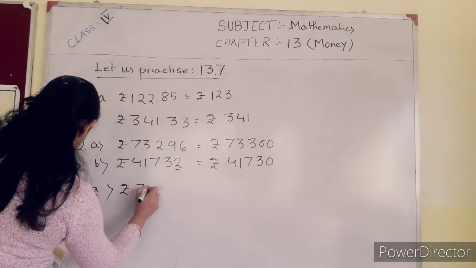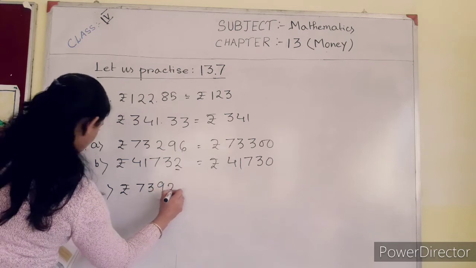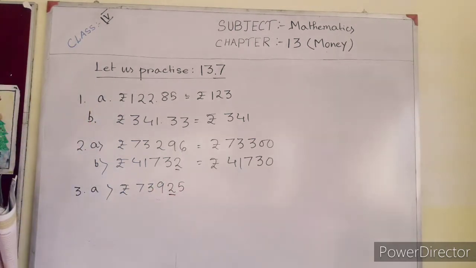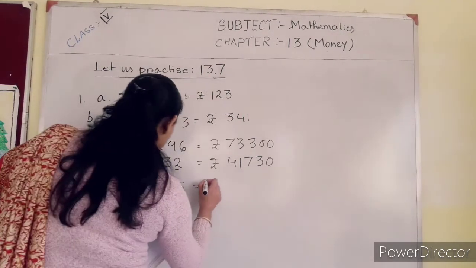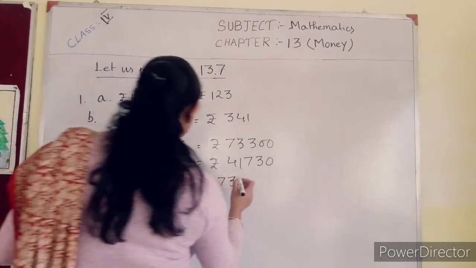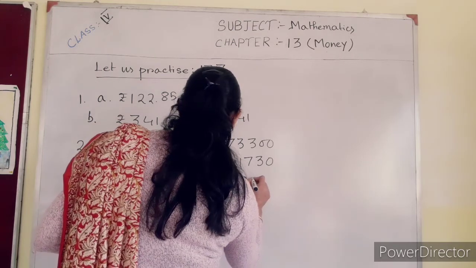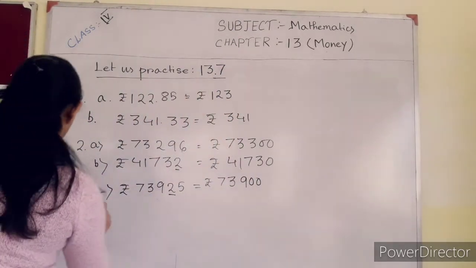Rupees 73,925. Here 2 is present in 10 place. It is smaller than, or less than, 5. So your answer is rupees 73,900. Okay, 73,900.